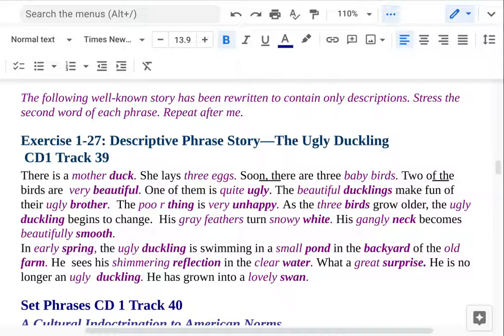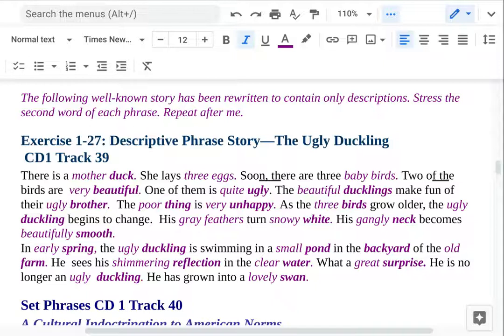She lays 3 eggs. Soon there are 3 baby birds. 2 of the birds are very beautiful. One of them is quite ugly. The beautiful ducklings make fun of their ugly brother. The poor thing is very unhappy.